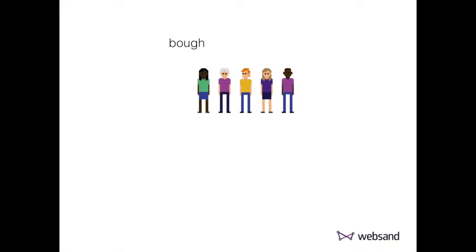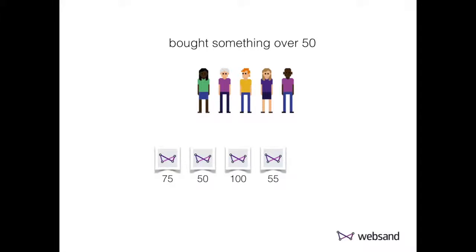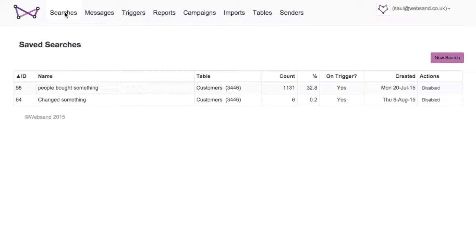So if we look at the first group, these are people that have bought something over £50, dollars or euros. In each case, they've bought one single item, and that item is directly linked to them as individuals. Hence, they're included in this group. So let's have a look at how we create some groups within this demo instance of Websand here.